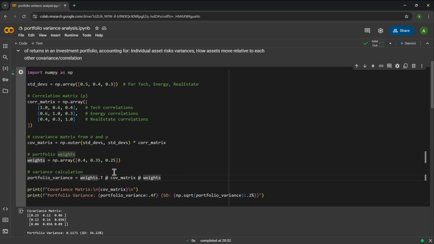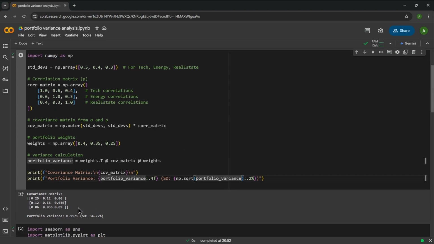So when we perform this calculation, this is just the weight matrix transpose times the covariance matrix times the weights matrix. And when you compute that, you just get the portfolio variance. That is a very simple calculation and it's possible with NumPy, of course. And then you can look at the covariance matrix, which is 0.25, 0.12, 0.06. All of these indicate the risk associated with every asset that you're investing in.